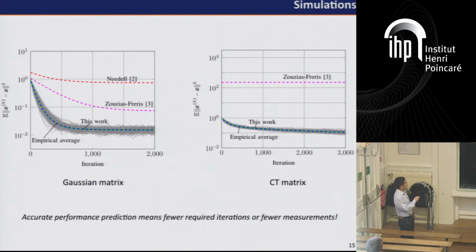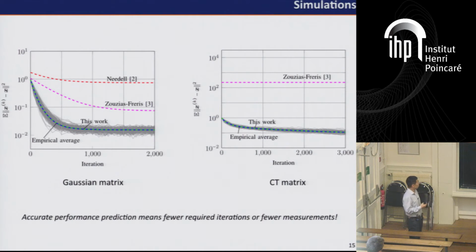We also show here the best bounds in the literature. Because the vertical axis is plotted in log scale, there is a fairly big gap between what the bounds are saying and what the actual MSE is saying. Now, the figure on the right is the same experiment, but with a different matrix. The matrix here is a real CT matrix used in image reconstruction. For this real matrix, instead of a Gaussian matrix, the gap is even wider, right?